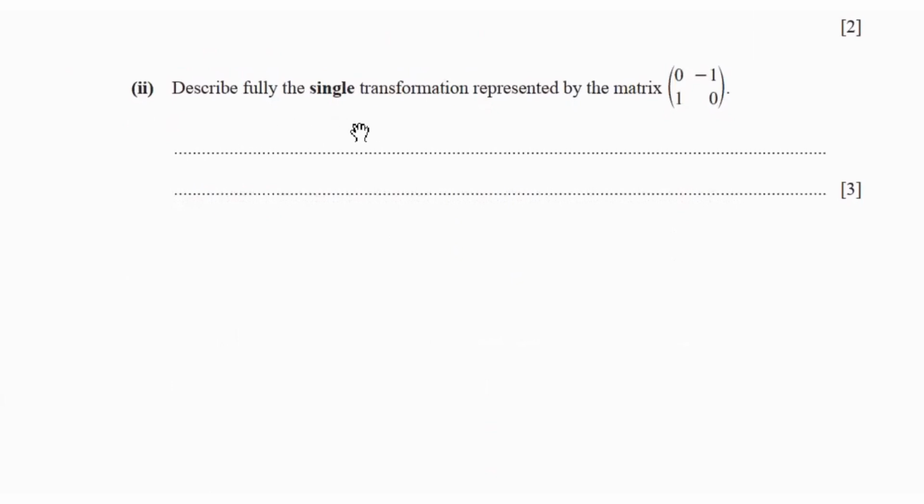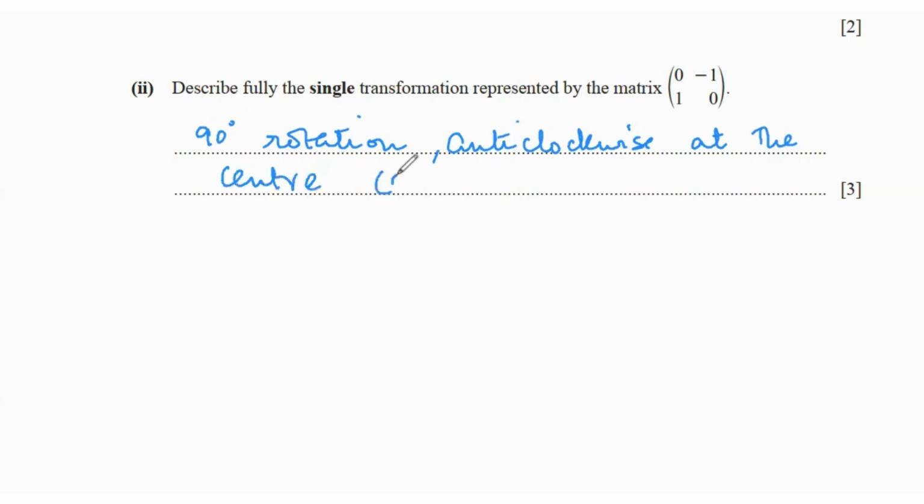This is asking: describe fully the single transformation represented by the matrix 0, 1, negative 1, 0. So the single transformation that is being represented over here is a 90-degree rotation in anti-clockwise direction at the center 0, 0.